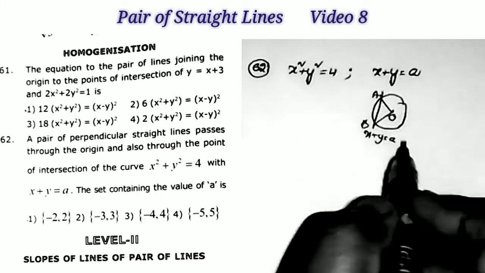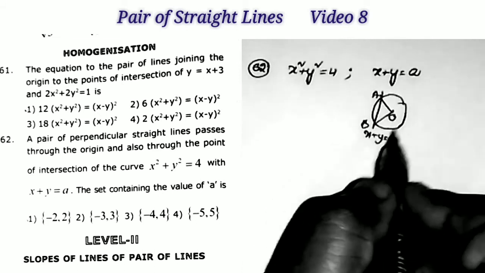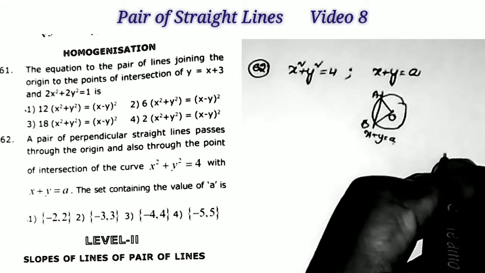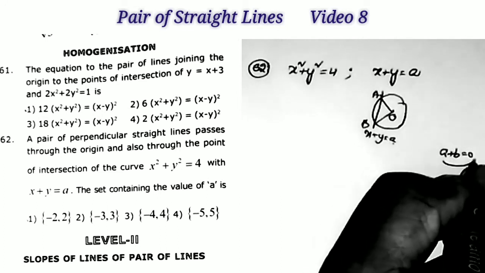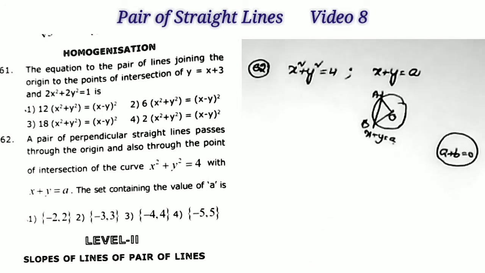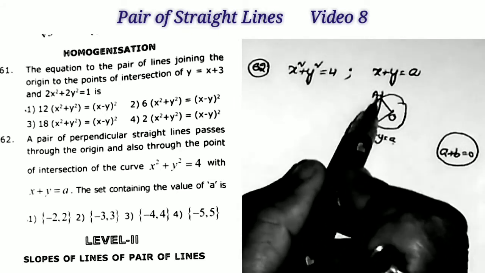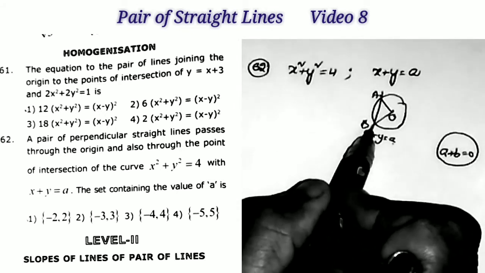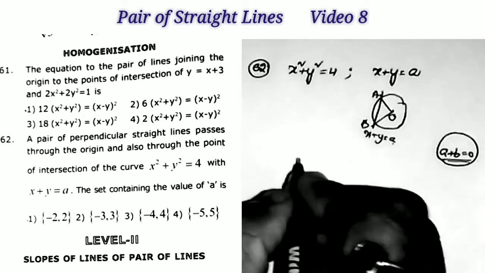The lines joining the origin to the points of intersection are perpendicular. That is, after getting the combined equation, we have to take the perpendicular lines condition. What is the perpendicular lines condition? A plus B is equal to 0. Okay. First we have to find the combined equation of OA and OB, the combined equation of the pair of lines. After that, taking A plus B is equal to 0.